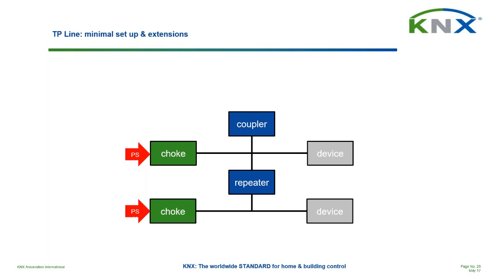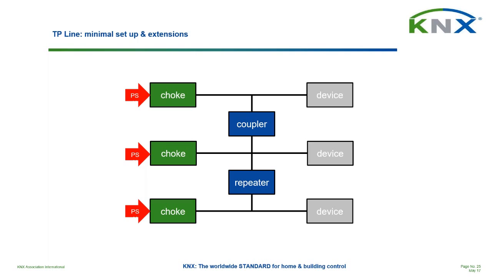So we can then also add a coupler. This will indeed allow us to do this. So there will be another segment added, which is, however, higher in the topology. But this also needs a choke and a power supply, and from that moment onwards we can again add devices. So this is how twisted pair lines can be set up and extended.